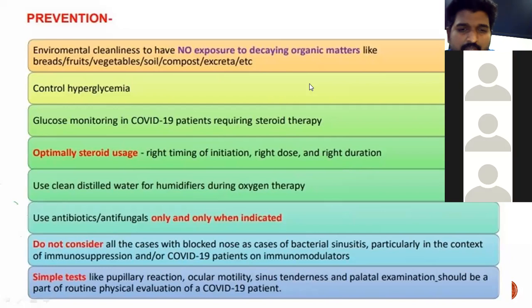The timing of initiation is very important, and so is the dose. You should not give a generously high dose at first. Just 40 milligram BD of methylprednisolone in a moderate case, that's enough. I could see 125 milligram, 1 gram. That is absolutely not needed for patients with COVID-19 pneumonia, even in moderate to severe cases. Right duration and right time, that's very important. And use clean distilled water for humidifiers during oxygen therapy. Definitely, this point has to be noted.